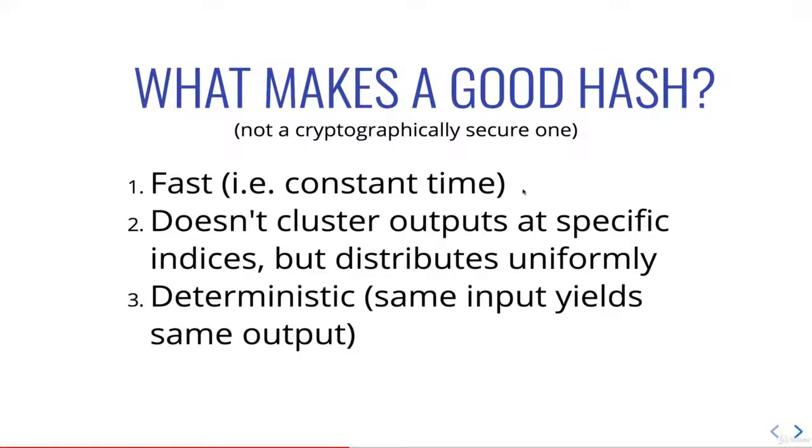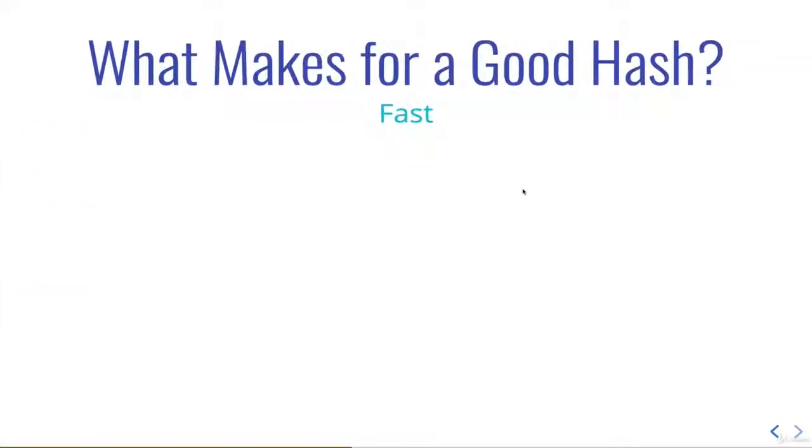And then lastly, we want it to be deterministic, and this is really important. It means that every time we pass in one input, we always get the same output. It's determined that we're going to get the same output. We don't want there to be any uncertainty or multiple answers or outputs per one given input. So we want the same input to always give the same output. So let's just quickly run through those.